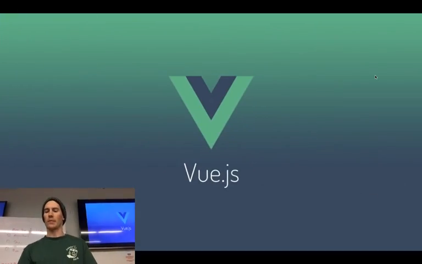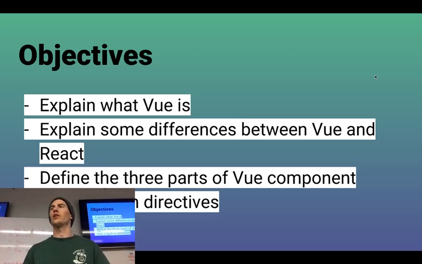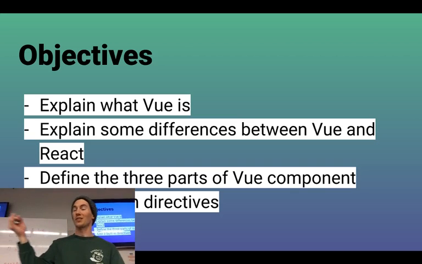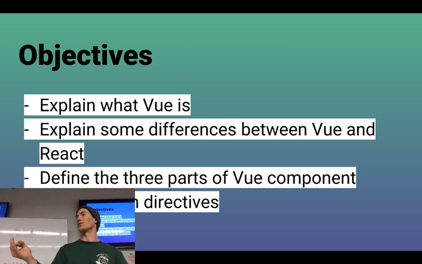Okay, so we're here to talk about Vue. Here are some of our objectives for the first part of this course today. Explain what Vue is, explain some differences between Vue and React, because that is kind of the precursor to this that y'all have used. Everyone's versed in React, right? You know kind of what's going on? All right, cool. Define the 3 parts of a Vue component, because there are 3, and then list 3 built-in directives. And what is a directive? We'll talk about that in a little bit.